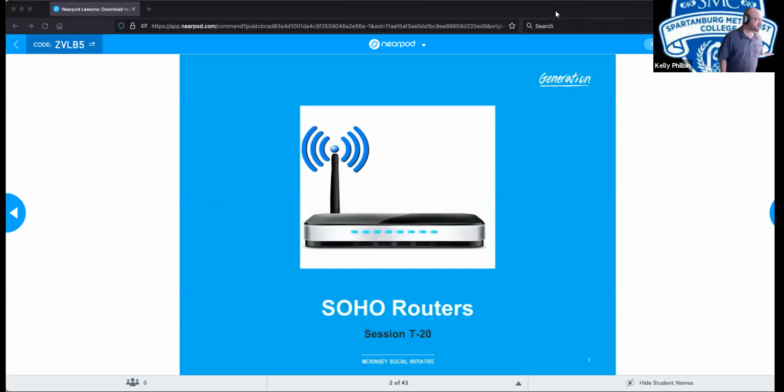This morning, we are going to be talking about technical session number 20 regarding SOHO routers. We were talking about earlier, what is SOHO? Yeah, it could be a place in California, it could be a place in New York, but in this particular case, it means small office or home office. So SOHO.